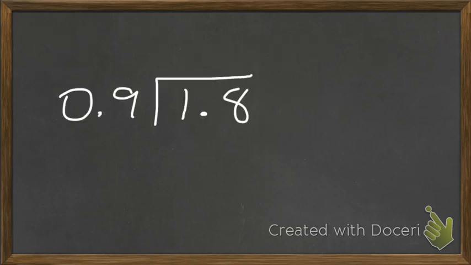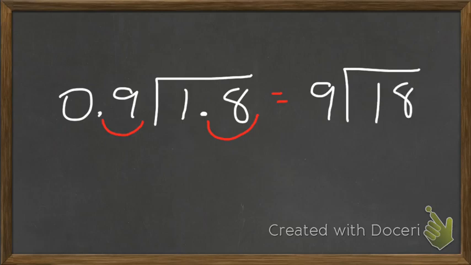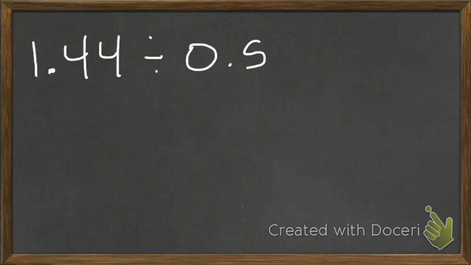So we got 1.8 divided by 0.9. The first thing you want to do is move the decimal point over one time. And then we have to move the decimal point over one time here too. So now our problem looks like 18 divided by 9, which is 2. And the last problem was just a simple one to show you how we do it.